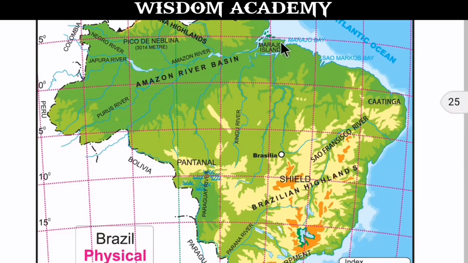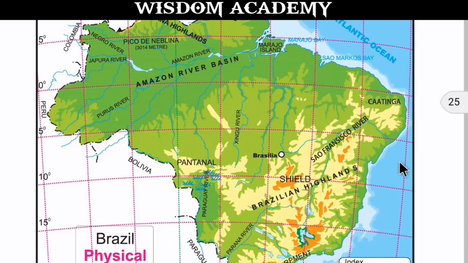Marajo and São Marcos Bays. Marajo is the largest coastal island, located between the mouth of the river Amazon and the mouth of the river Tocantins. So here we are having Marajo Island, one of the largest islands, located between the mouth of the river Amazon and the mouth of the river Tocantins. The eastern coast receives a large number of smaller rivers. So we have seen there are many smaller rivers. The only major river is the San Francisco River, which is meeting the Atlantic Ocean.